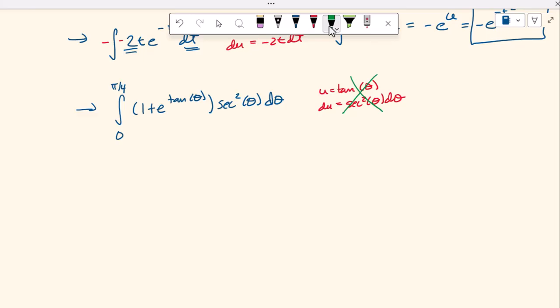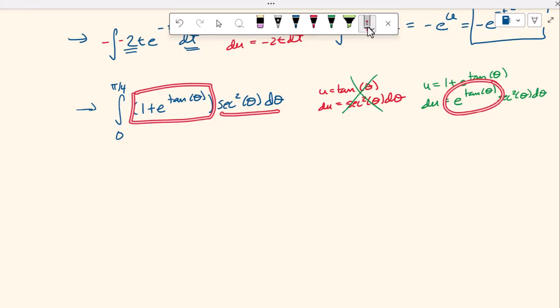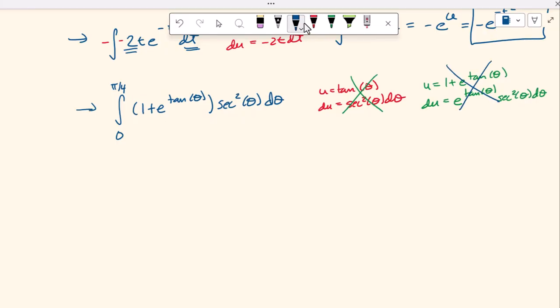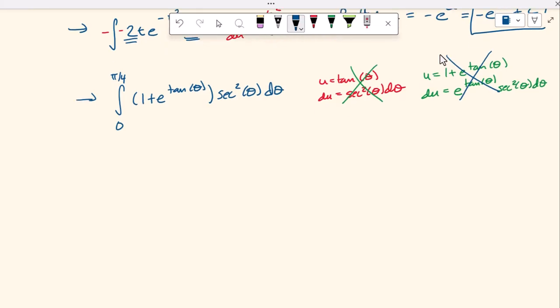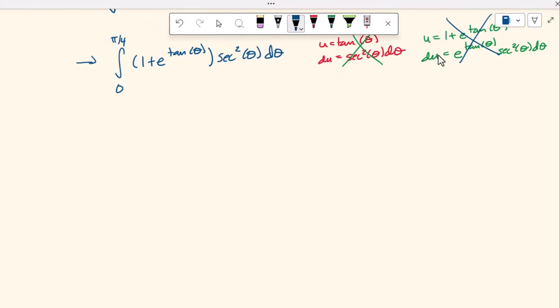Okay, so let's try u equal 1 plus e to the tan theta. Derivative of 1 is 0. Derivative of e to the tan theta: the derivative of e to the u is e to the u prime, and the derivative of tangent is secant squared theta d theta. Don't have it. The problem is I've taken care of this bit now, and I have this, but I don't have that, and I can't compensate for it. So this doesn't work either. We have to come up with something else.